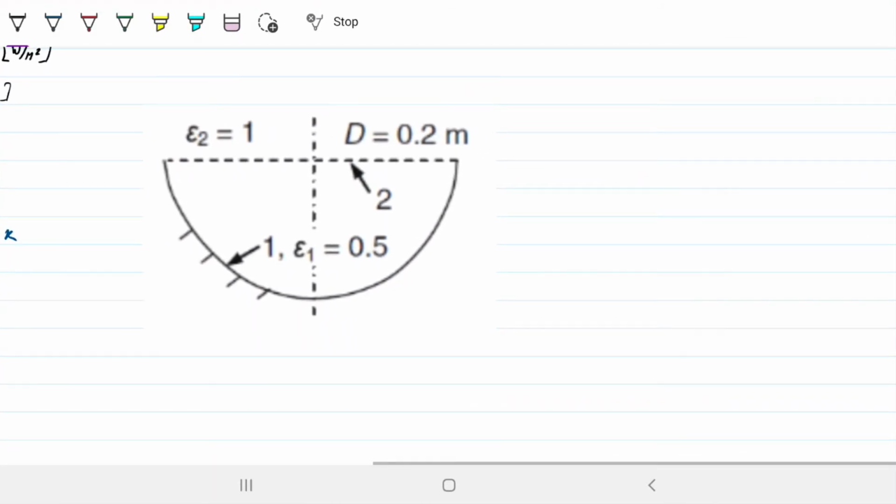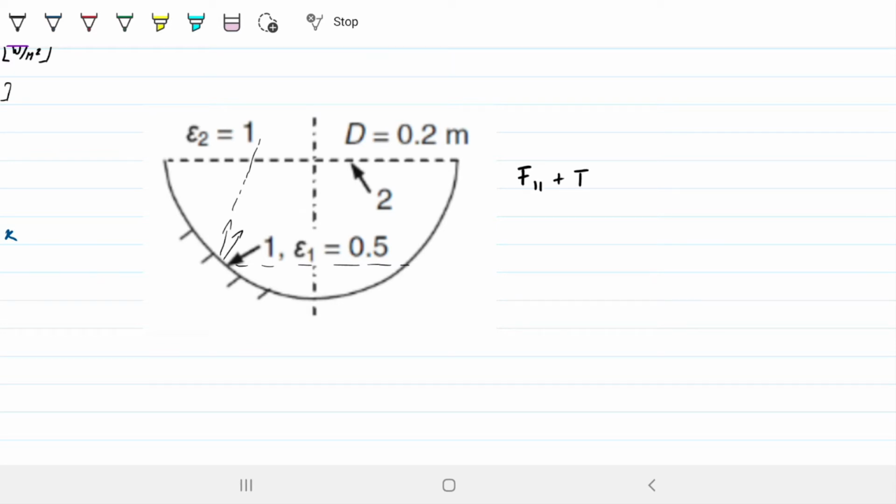All right, what's the idea? The idea is the energy that leaves the surface either sees surface 2, the imaginary surface 2, or sees surface 1, sees itself. There's no other option here for the energy leaving surface 1. So if I sum up surface 1 plus surface 2, that has to be 100%. No other options. All right? What else?